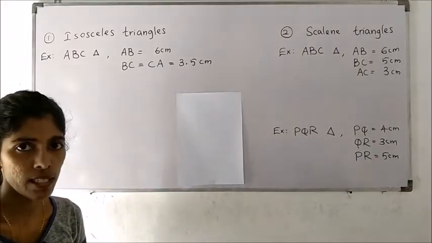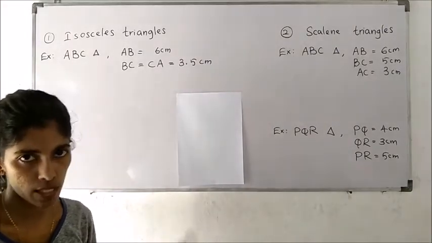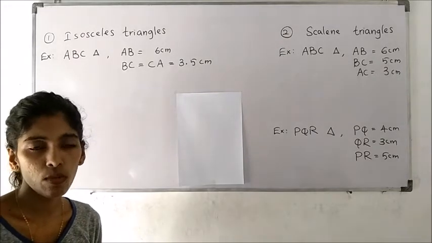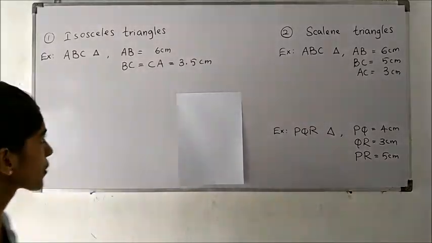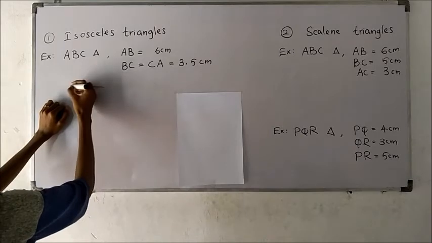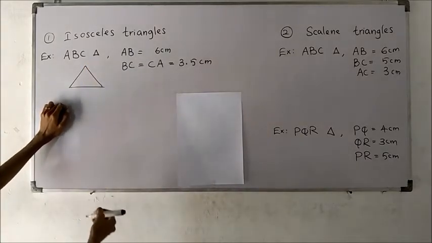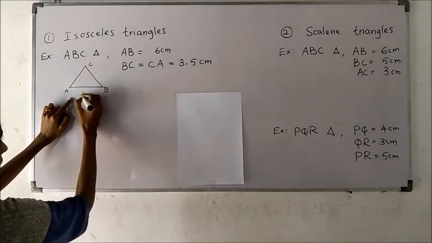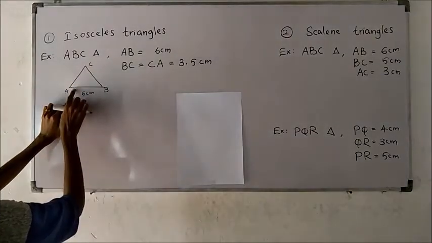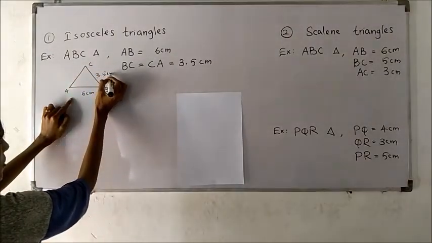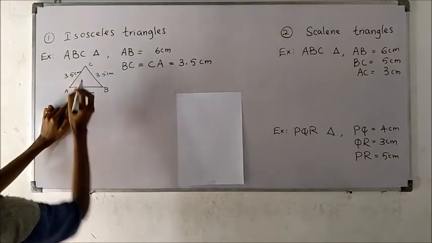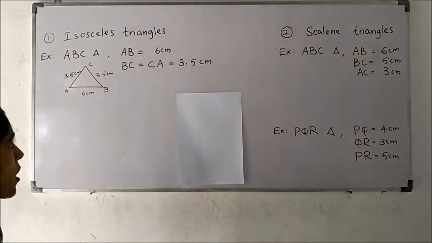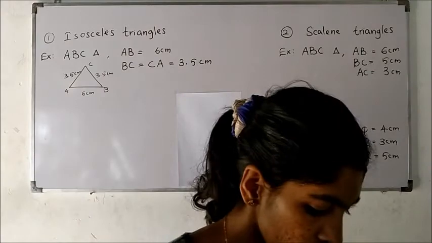Before constructing this, you had better draw a small rough sketch of it. With your free hand, draw a small rough sketch. It makes our construction easy. I am drawing triangle ABC, so I am naming these three vertices A, B, C. AB has 6 centimeters, BC and CA both have 3.5 centimeters. This is a small rough sketch. Now you should know that there should be arc segments when you construct this. Now I will construct this and show you.